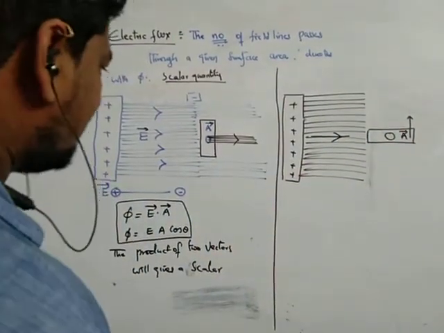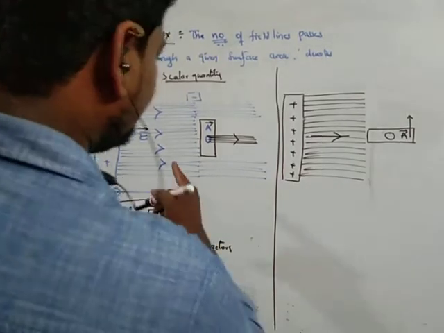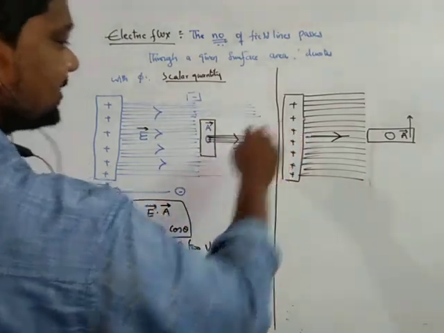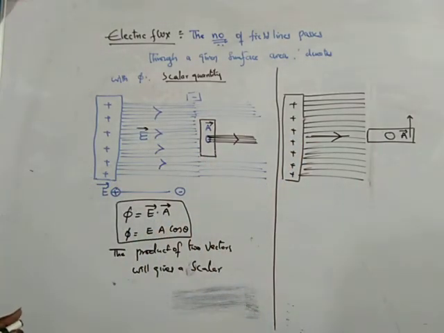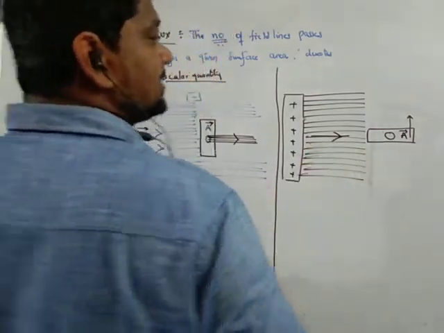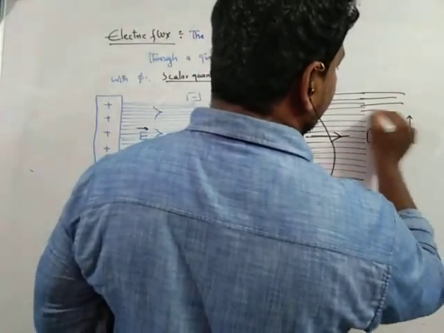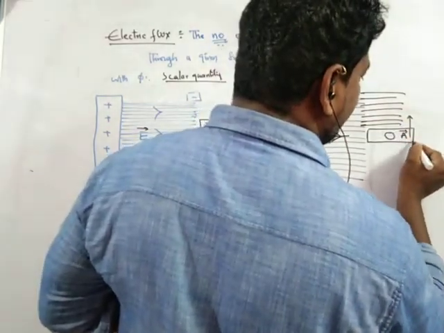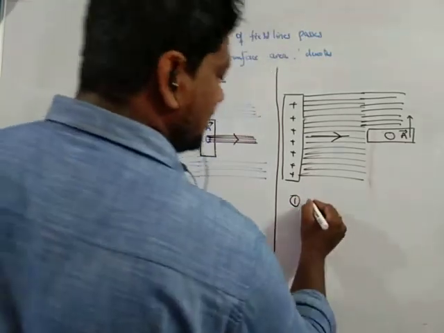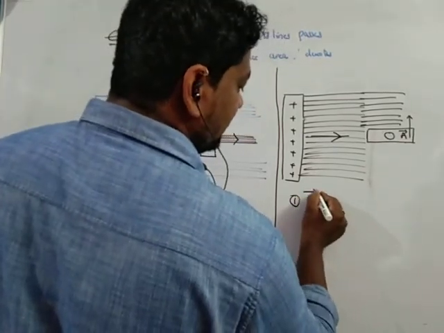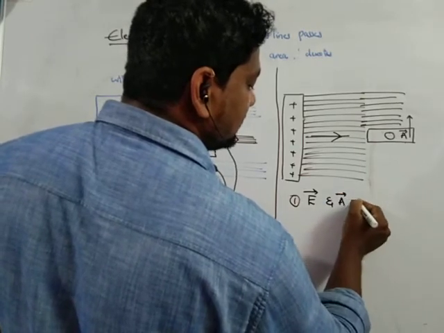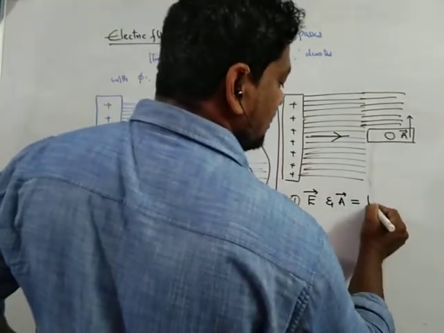So in the first example, the field lines and area are both in the same direction, so that we get the field lines. If you consider the second example, all the field lines are in this direction, and the area is moving in the upward direction. So in the first example, the electric field and area are both parallel.